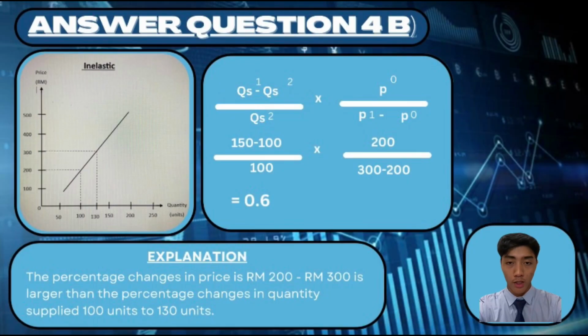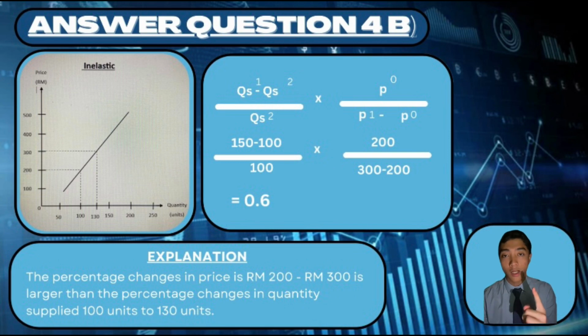The second question stated that when the price of good A increases from 200 to 300 ringgit, the quantity supplied of good A increases from 100 units to 130 units. When the price of good A increases from 200 ringgit to 300 ringgit, the quantity supplied increases from 100 units to 180 units. Then, the second question has two statements, which require me to sketch two graphs.